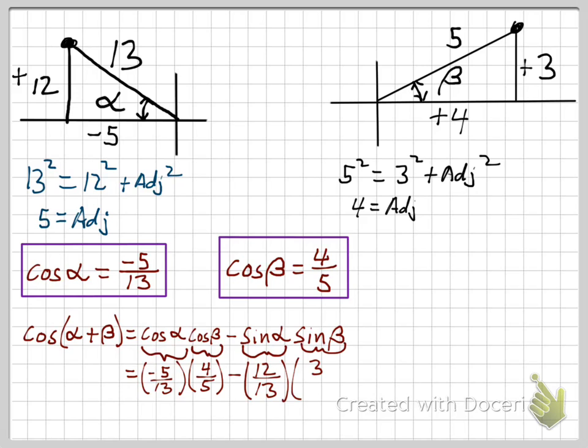Either way, I can substitute in, and now the rest is just math. I'm going to multiply. This turns out nice. I have a common denominator, and there we go. So the cosine of alpha plus beta, I never know what those angles are, nor do I really care. I do know that the cosine of those two angles added together using the sum formula will be -56/65.